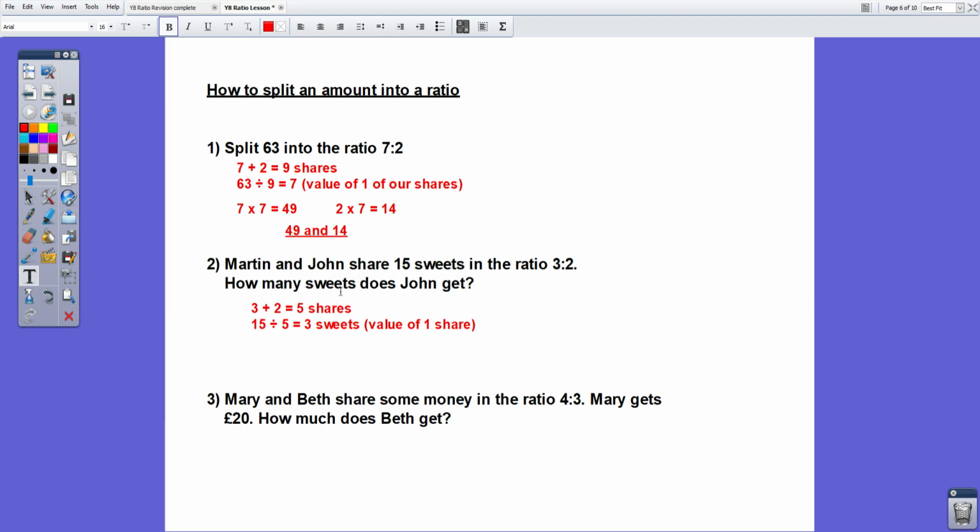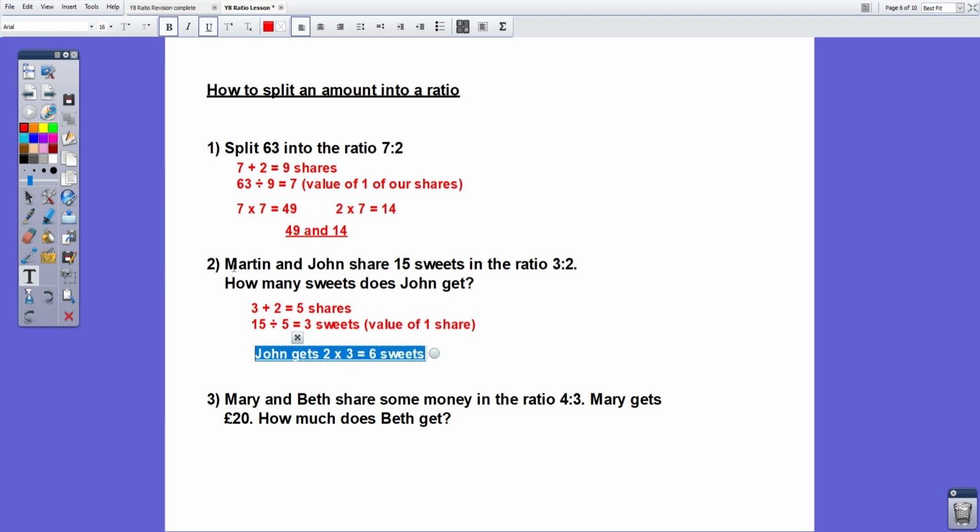If we look at our question, we're not interested in Martin's shares. We're only interested in John's shares in this question, and John gets 2 shares. So John will actually get, just a moment, I just want to change the colour and the size slightly. John gets 2 shares, and each share is 3 sweets, 2 times 3, which equals 6 sweets.